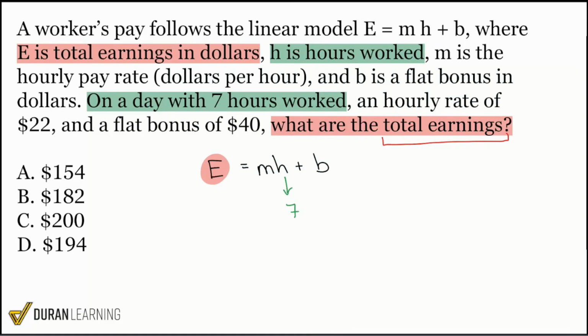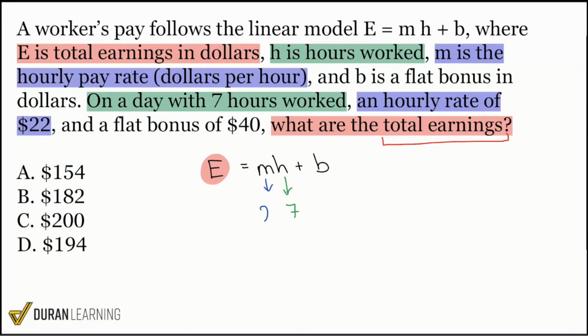Up next, I can also see, I'm going to highlight this in blue, that M is the hourly pay rate. Again, a rate in dollars per hour. Everybody, what is that hourly rate that we're given in that question sentence? 22. An hourly rate of 22. Booyah. That's M. And just to be careful, even though we don't see it, what is that operation happening between 22 and 7? Be careful here. That is multiplication.